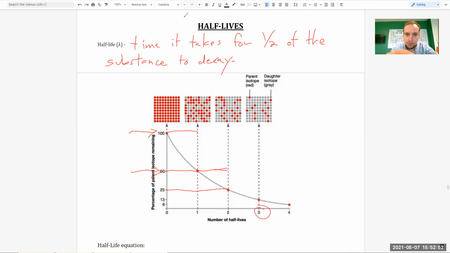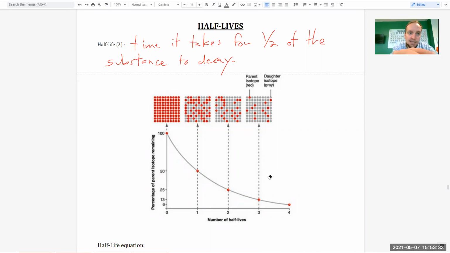After three half-lives, we're going to go from 25 to half of that, which is 12.5. They rounded up to 13. And you guessed it, after four half-lives, we're going to do half of 12.5, which would be about 6.25, which they rounded down to 6. So every single time we have a half-life, it cuts what we have at that moment down by half. So the pattern would go from 100 to 50 to 25 to 12.5 to 6.25 and so on. Half of that, half of that, half of that.